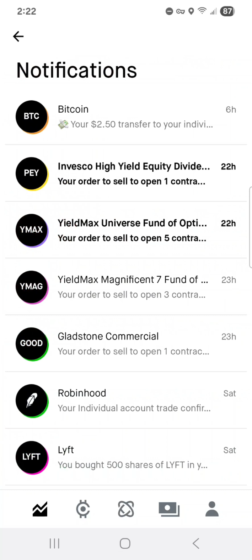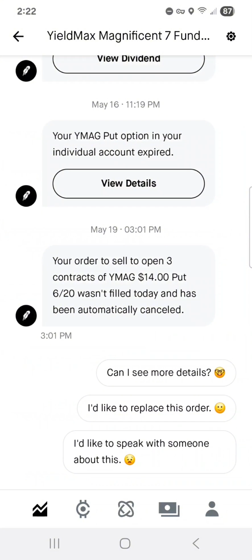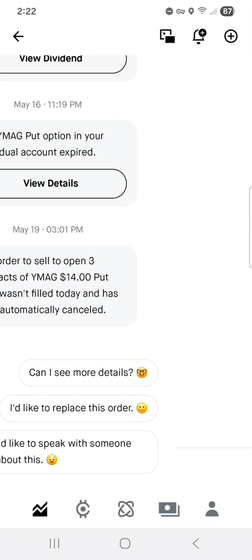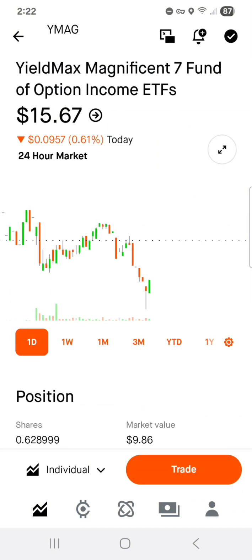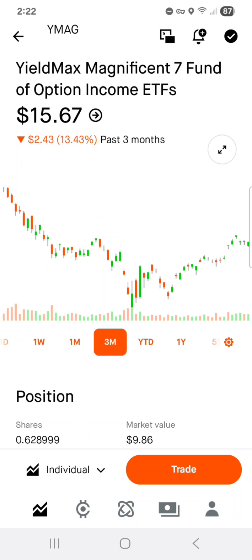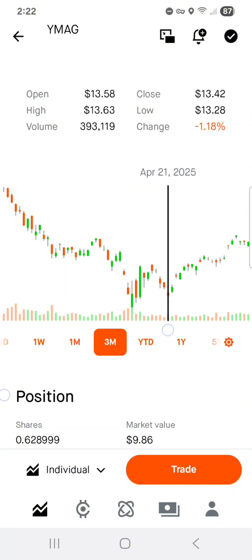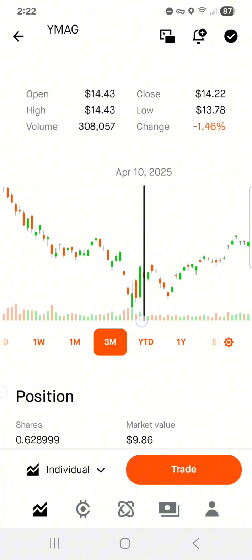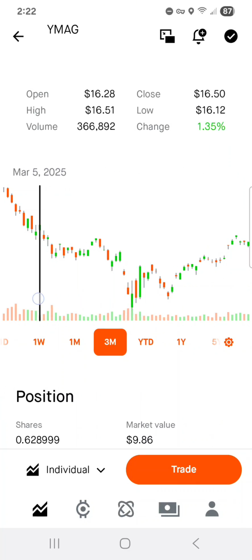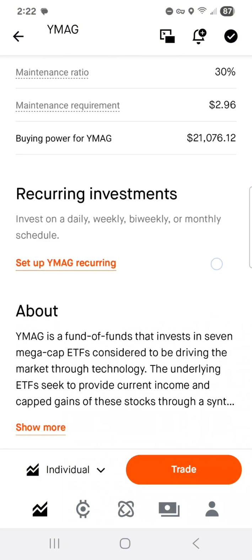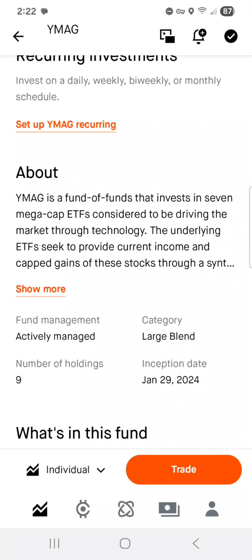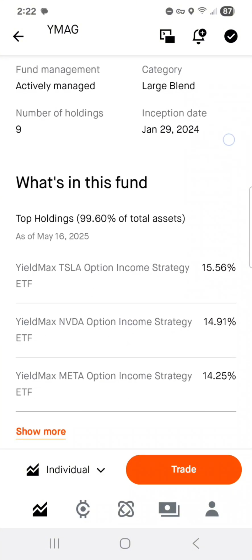Okay, so one of them I want to get into is YMAG. Let's see how that's doing. So past 3 months, it's been sliding, but it has found resistance at around 12.50, $13 around there. I can get into that stock.